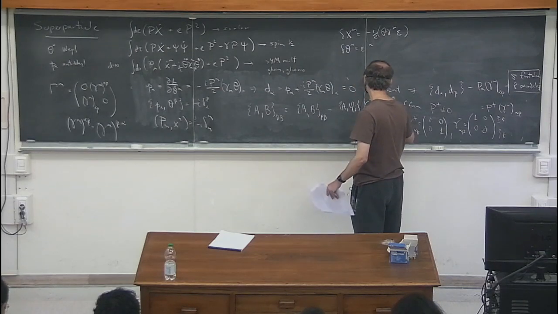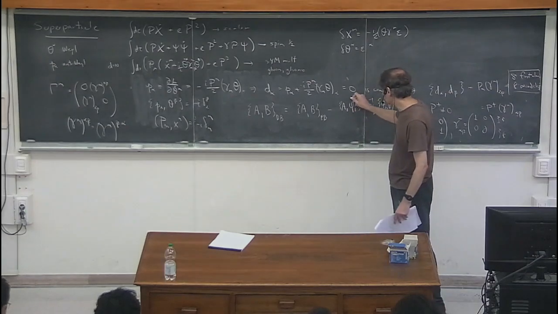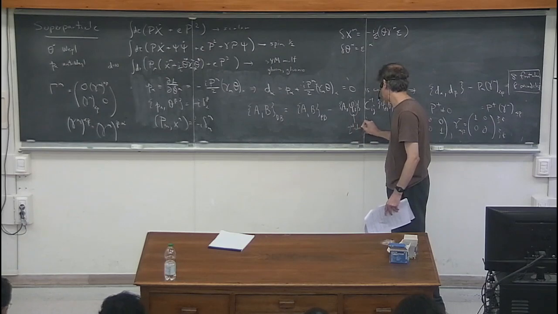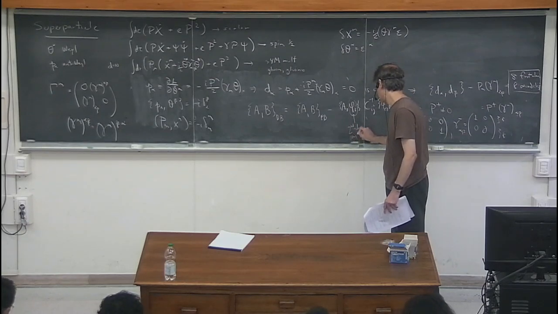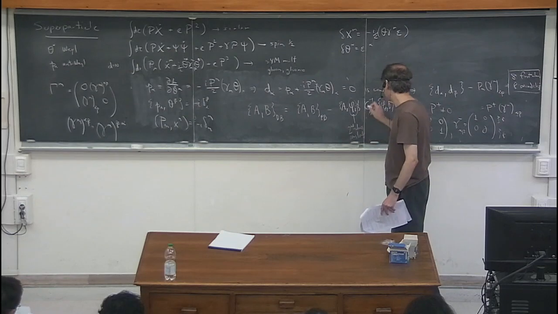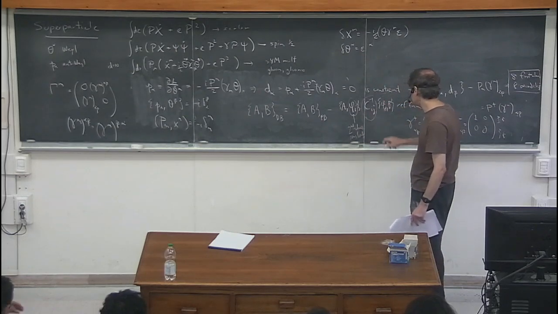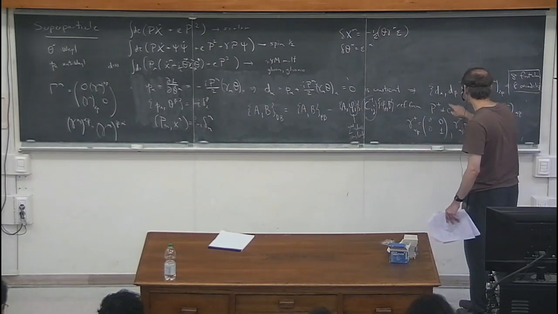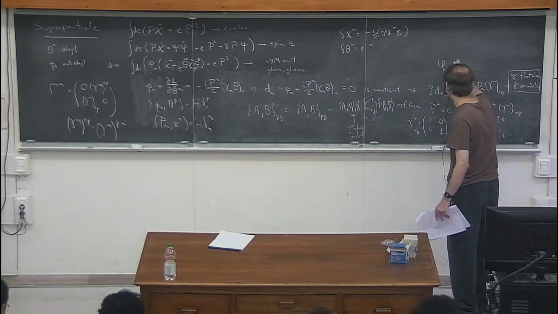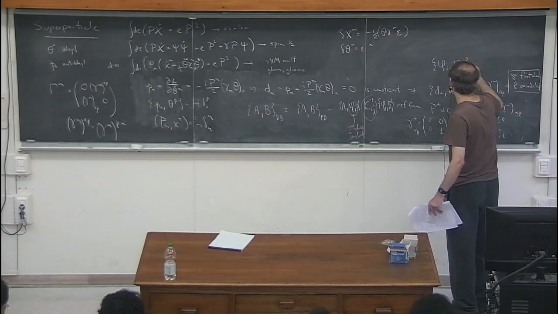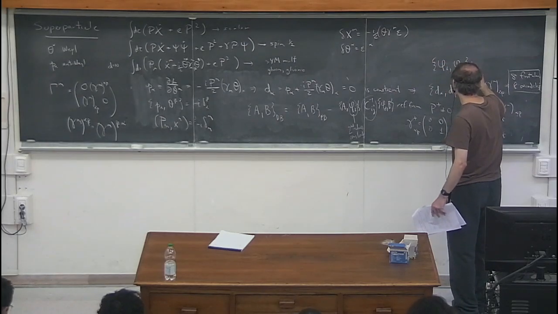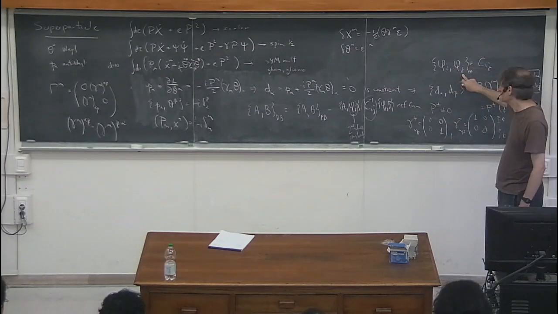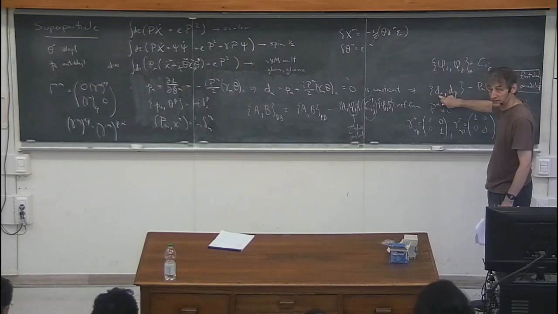So let me tell you what these phi's are. These phi's are the constraints, the second class constraints. And this C is a matrix whose elements are just the Poisson bracket commutator of two second class constraints. So in our case, phi is just D.